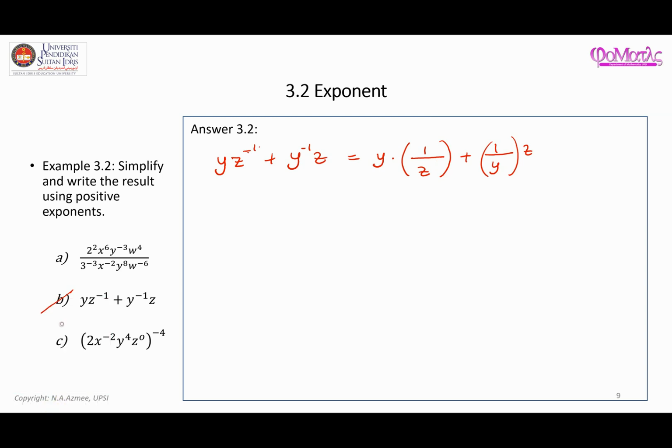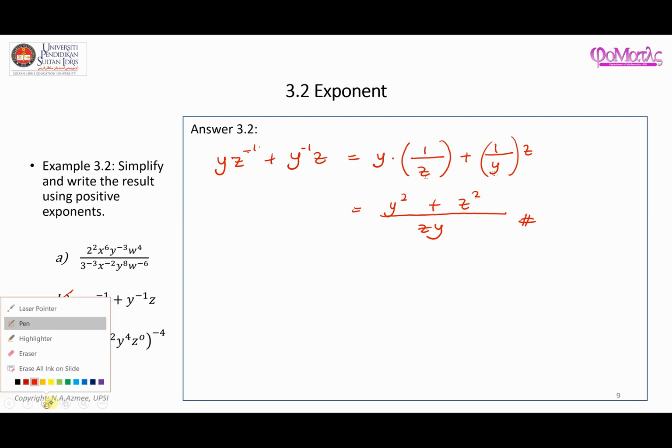Now, so we can see that the terms here are different, so we need to find that common denominator if you want to add up this expression we have here. So what we are going to do is multiply these two together, so we've got zy, and then y will be multiplied with this one, so we got y squared plus z going over that side, so we got z squared. So this is the final answer for question B, and you can see that all the exponents given here are positive.